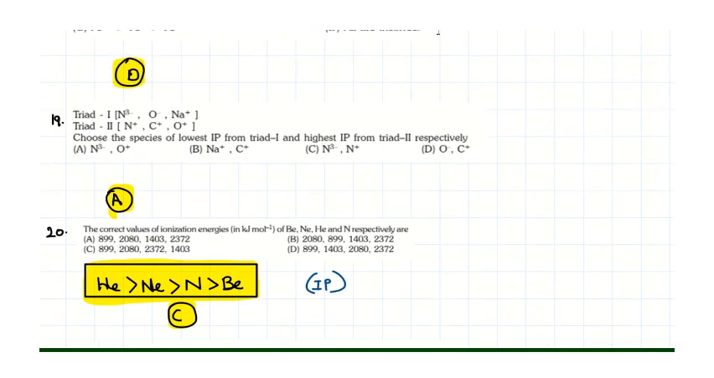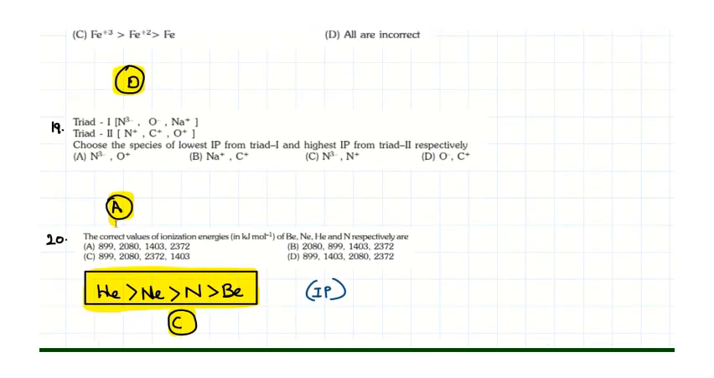In the 20th question, we need the correct values for ionization energies in kilojoules per mole of beryllium, neon, helium, and nitrogen, respectively. Now we do not need to know the exact values to solve this question. We know that ionization energy decreases down a group and increases across a period. Thus, helium has the highest, followed by neon, nitrogen, and beryllium, due to which we directly get option C as the answer.